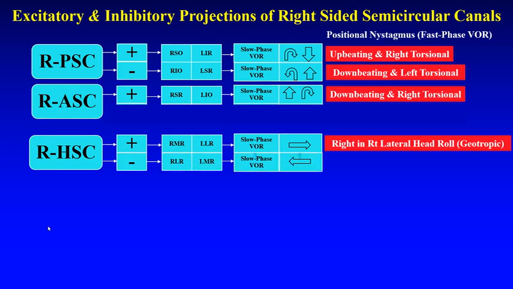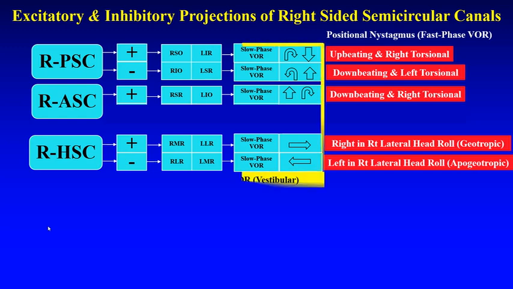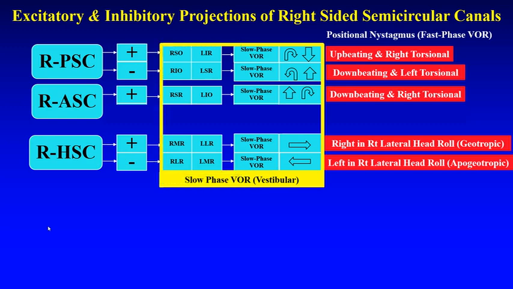Likewise, the inhibitory projections of the right horizontal semicircular canal are to the right lateral rectus and left medial rectus, generating a slow phase VOR which is geotropic. Therefore, the fast phase VOR, which is a reflexive saccade, is left beating in the right and left lateral head roll, that is apogeotropic. It is important to note that the slow phase VOR that is generated by the vestibular component is as per the evolved law.